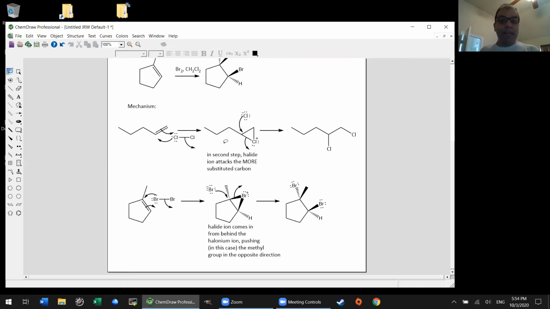The intermediate that you get is known as a cyclic halonium ion, or a cyclic chloronium ion in this case. It's a three-membered ring, including a halogen atom, in this case chlorine, and that halogen atom has a plus charge on it. So as you can imagine, a very, very high energy intermediate. Not only do we have an extremely strained three-membered ring, we also have a halogen atom with a plus charge, which is not terribly happy.